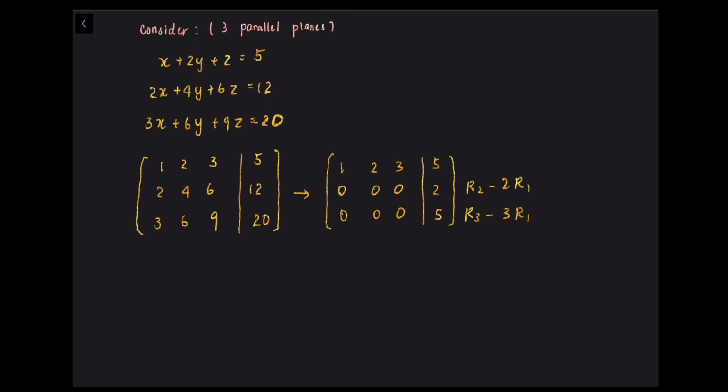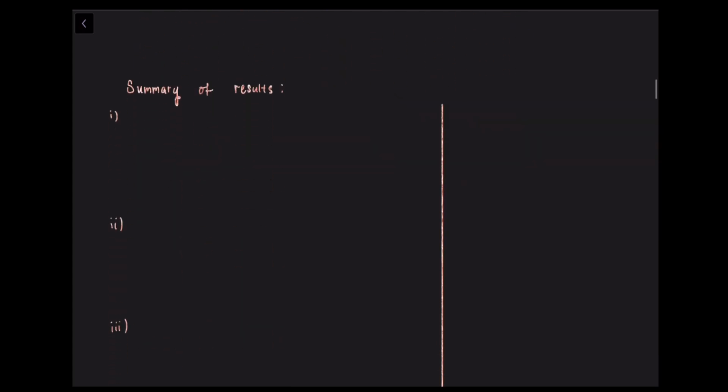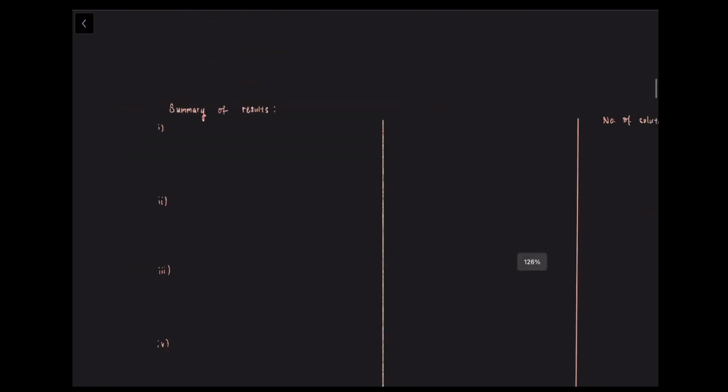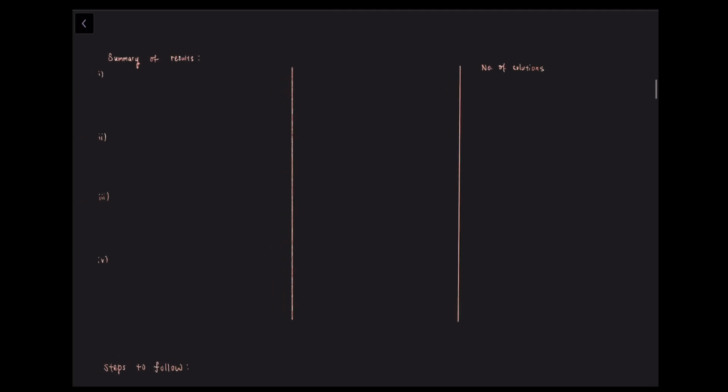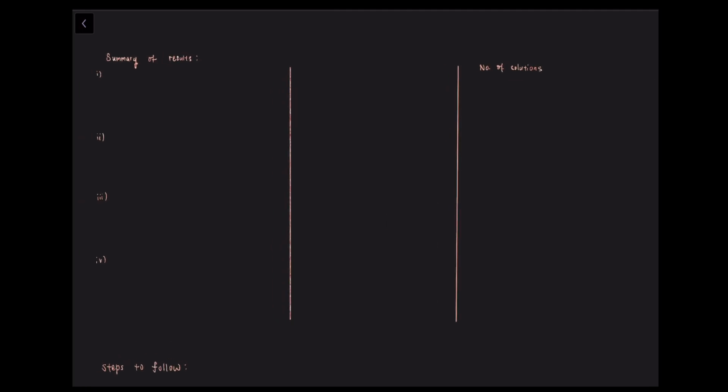Note here that after the elementary row operations have been performed, the last two rows consist of zeros in the coefficient matrix and non-zero elements on the right-hand side. This will always be the case when the equations represent three parallel planes. So let us look at the summary of the results. If after applying the elementary row operations, the augmented matrix is reduced to one of these four results.